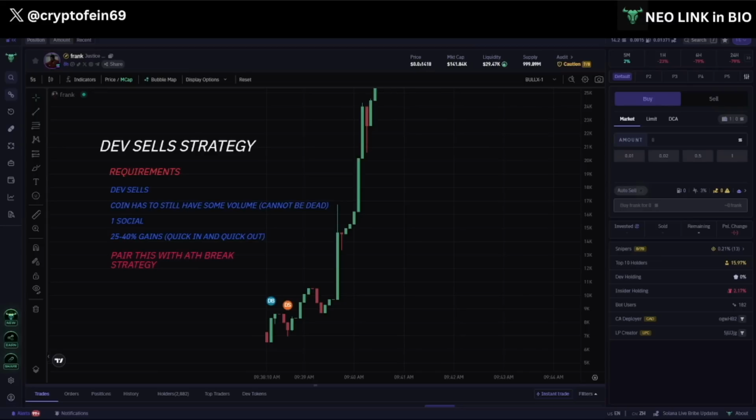So the 4 strategies today I'll be going through in no particular order, and I'll tell you all the requirements, right? And I'll give you the example of how you want to do it. And then in the future, I'll be showing you live examples, and also talking about my thoughts through the trade, etc. So the dev sell strategy, the 4 to 6 red candle strategy, swing low to swing high scalping strategy, and the previous all-time high break strategy, right?